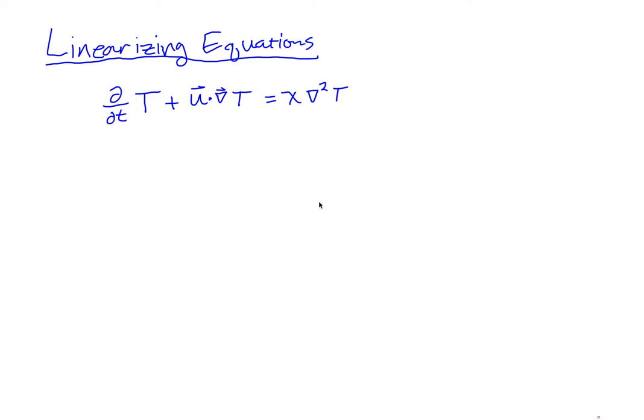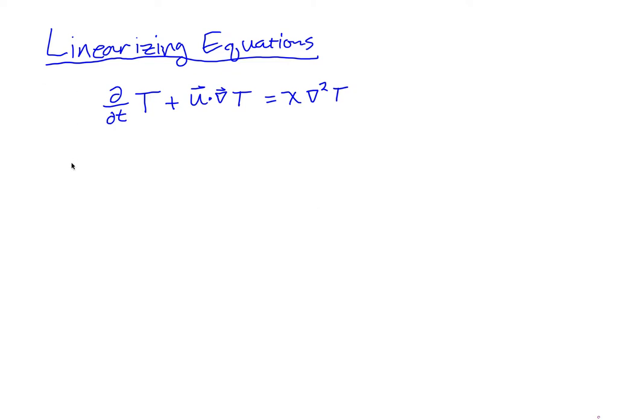Here we're going to learn about linearizing equations. We're going to start with the simple equation, our old favorite, the Rayleigh-Benard temperature or buoyancy equation. This is the time evolution of temperature with advection of temperature and diffusion of temperature. So this is the fully nonlinear equation.